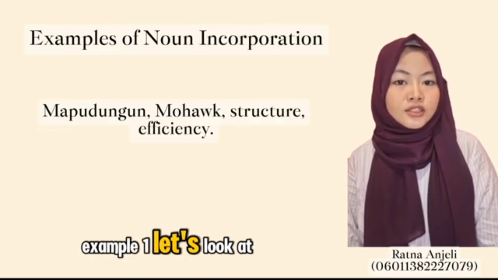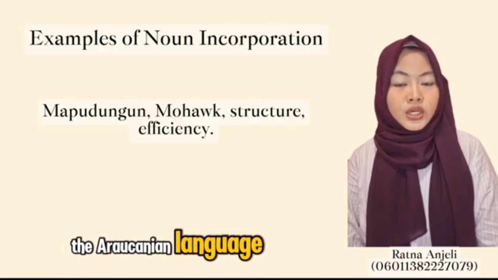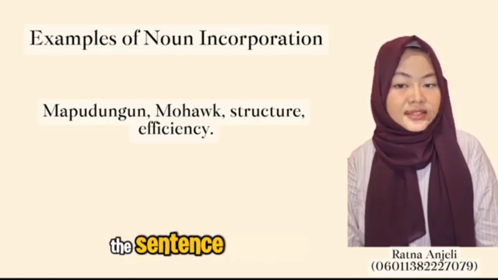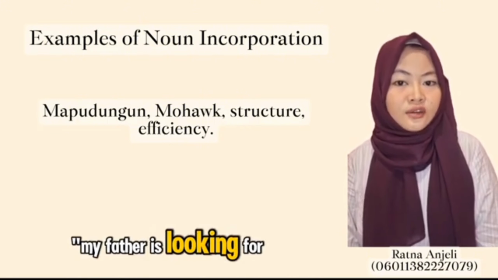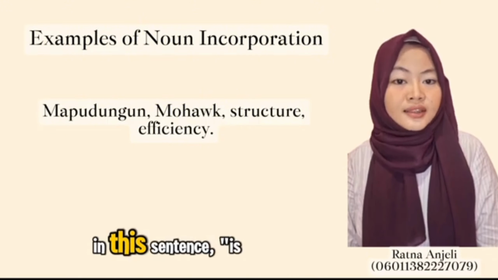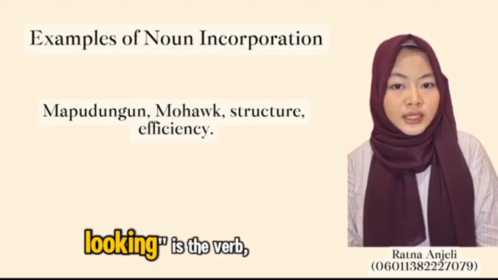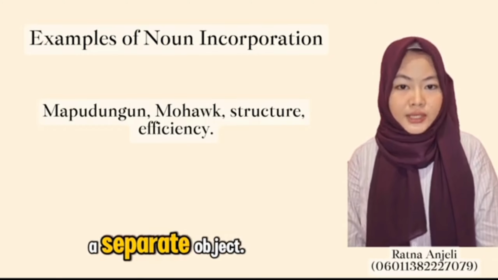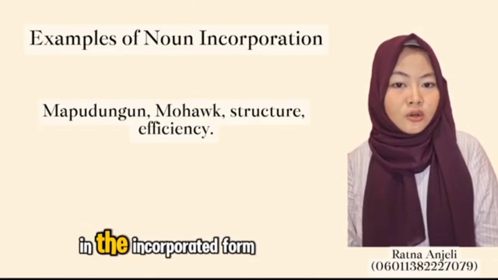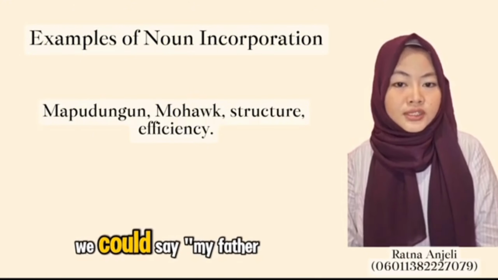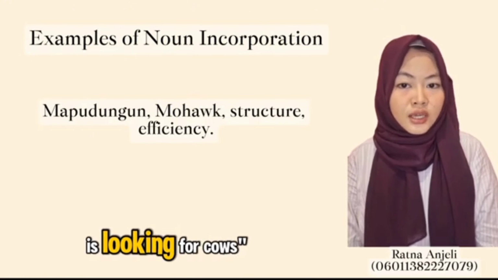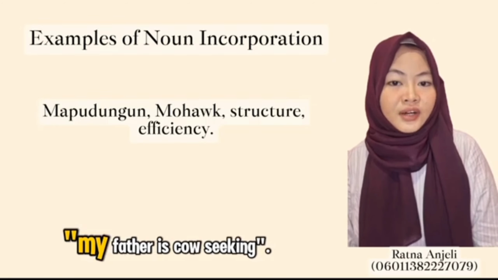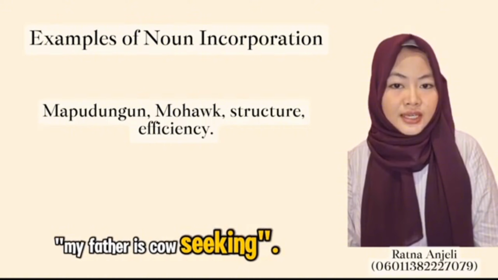Example 1. Let's look at the Araucanian language called Mapudungun. Imagine we have the sentence, my father is looking for the cows. In this sentence, is looking for is the verb and the cows is a separate object. In the incorporated form, we could say, my father is looking for cows, but here it changes to my father is cow seeking.